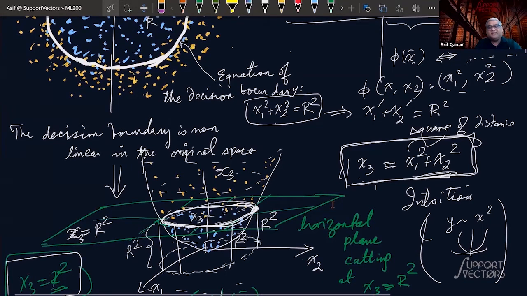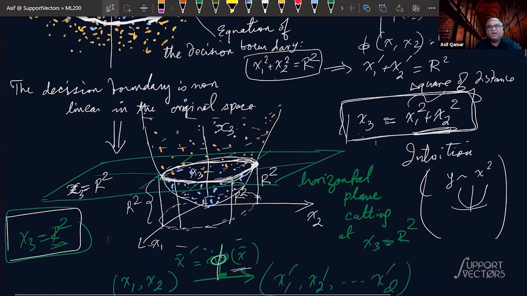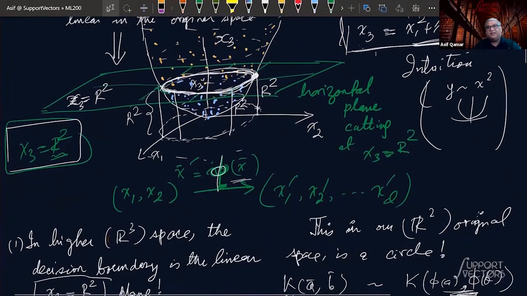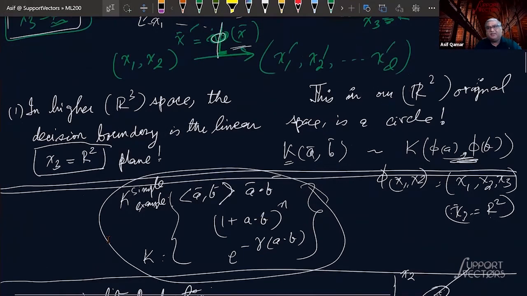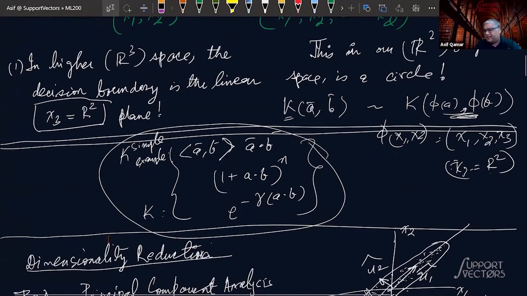We have linearized it because for us, it is this x3 is equal to r square plane. It's just a simple flat horizontal plane that cuts through the parabolic surface. And it's an illustration of the fact that you can take data, lift it to higher dimensions, and get away with linearizing it. And once you have that, you solve the problem.